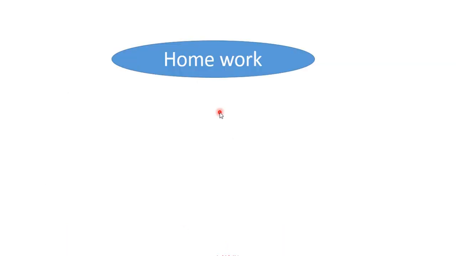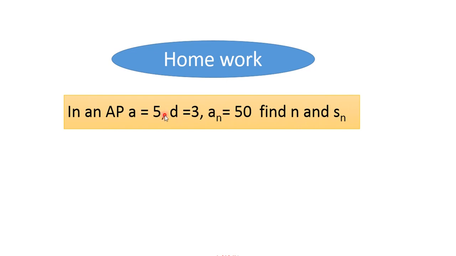Next, the homework problem. In an AP, a = 5, d = 3, an = 50, find n and Sn. Here the values of the first term, the common difference and the nth term are given. You need to find the values of n and Sn. First, find the value of n by using the formula an = a + (n - 1)d. Here a is given, d is given, and the value of an is given. Just substitute those values and you will get n.